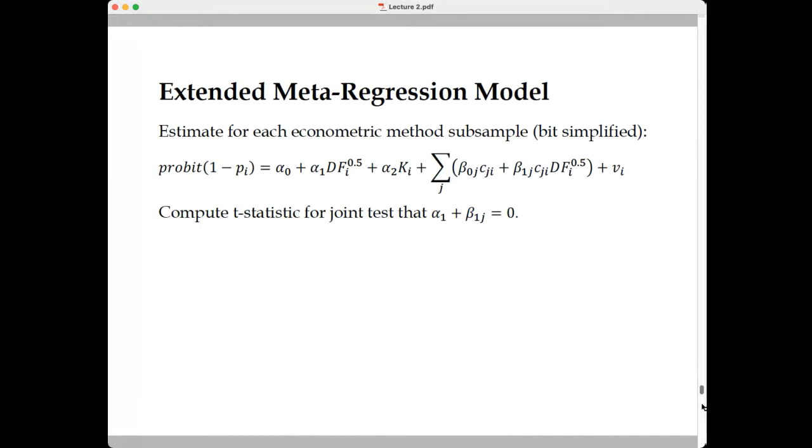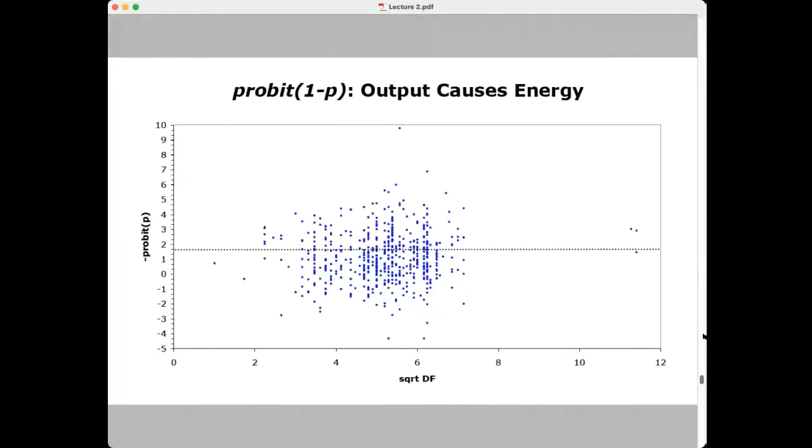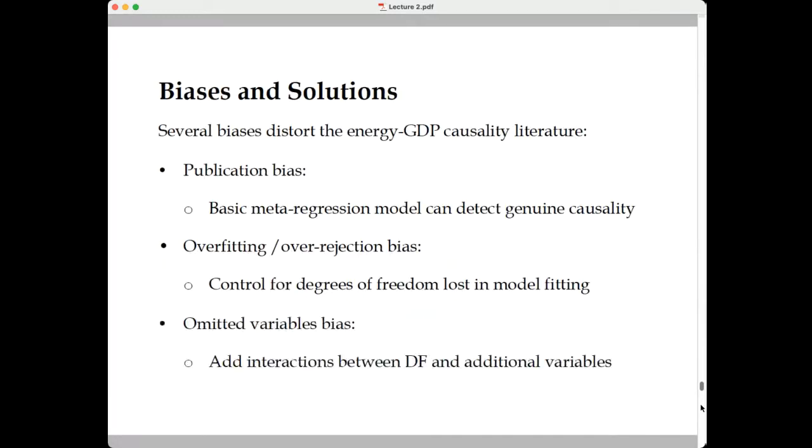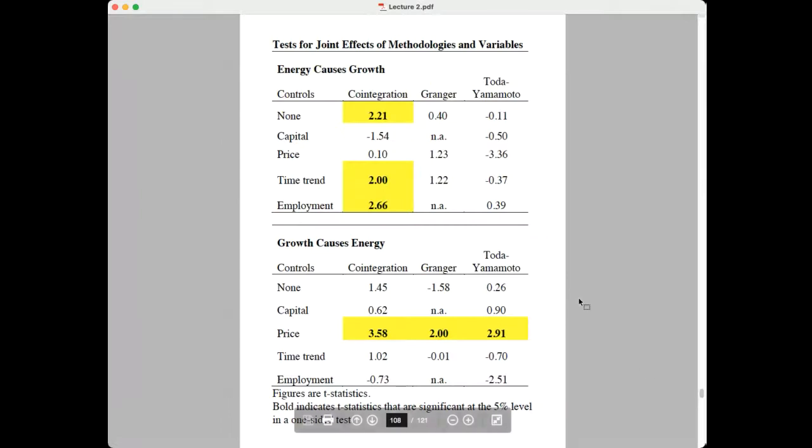So the idea is to see, are there particular methods or particular control variables that matter? Because overall, there doesn't seem to be anything. So you have to dig deeper to see, is there any part of the literature where there actually is something? And this expresses as t statistics for the energy causes growth direction here, and the growth causes energy direction here. In the actual published paper, there are more different methods. These are just 3 particularly well-known methods.